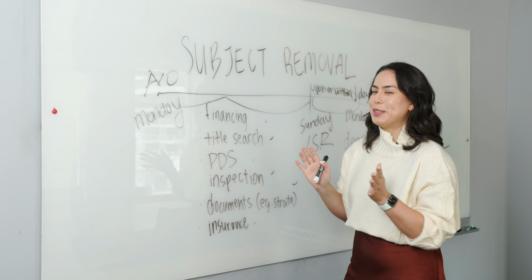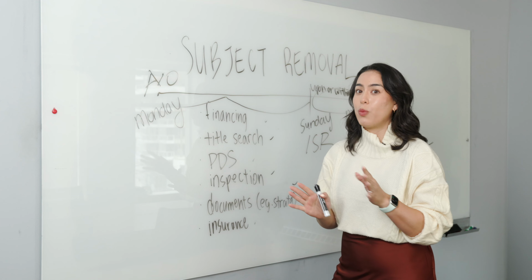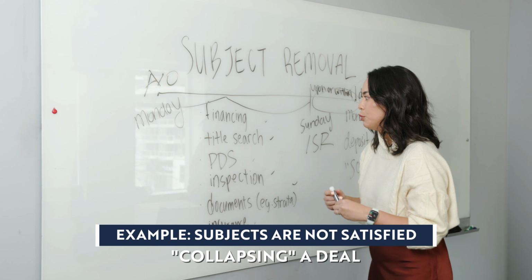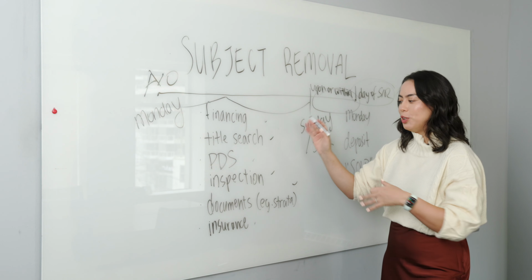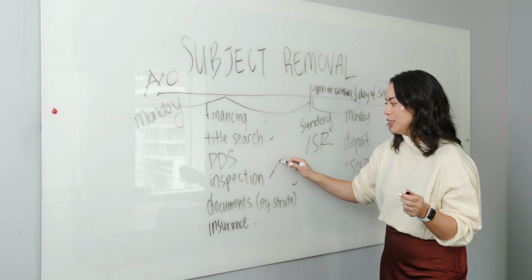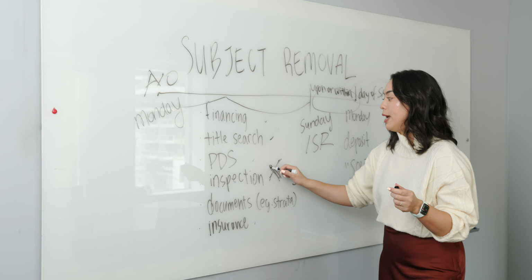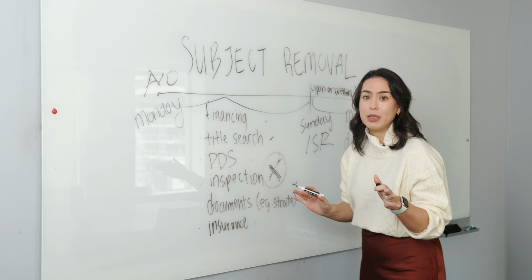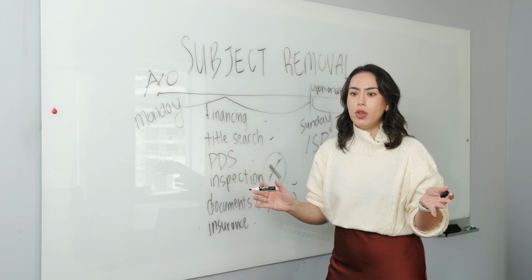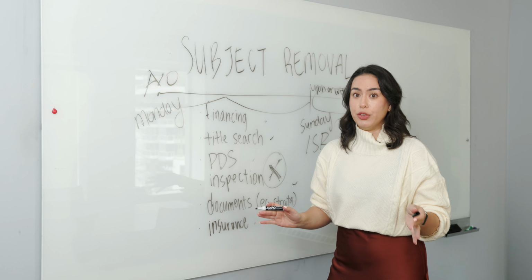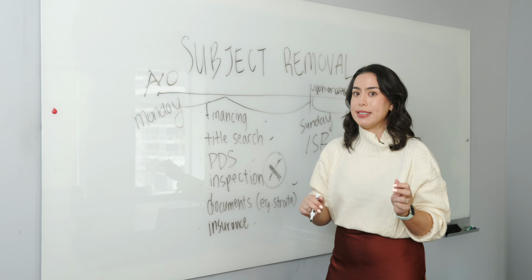So this is a very happy situation, but let's take a situation instead where we were not able to satisfy subjects. So let's say that you got your financing done, your title search, property disclosure statement, everything is great, but you get to the inspection and you're like, oh, damn, I'm really not happy with this inspection. The seller's not willing to negotiate. Nobody is able to make this work, and you've decided, okay, I'm going to collapse this deal.